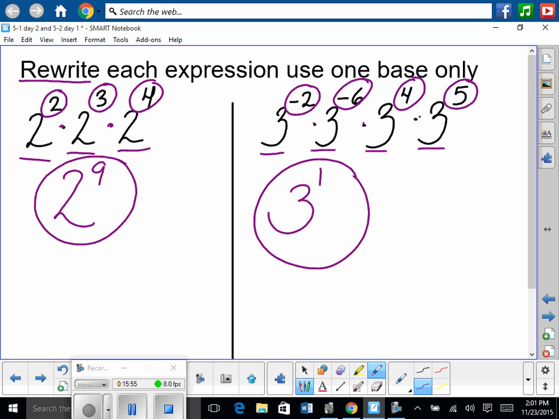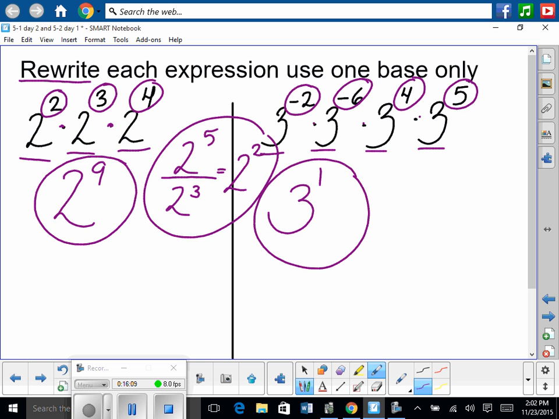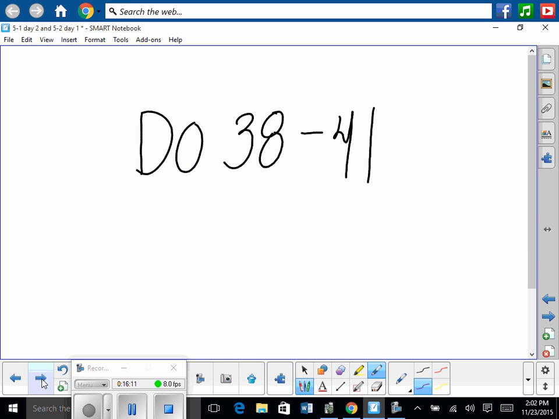Pretty easy, right? So what if I changed it up and said 2 to the 5th over 2 to the 3rd? What is that? 2 to the what? Second. Good. 5 minus 3 is 2. 2 to the second. Okay, so just saying. All right, guys, do problems 38 through 41.